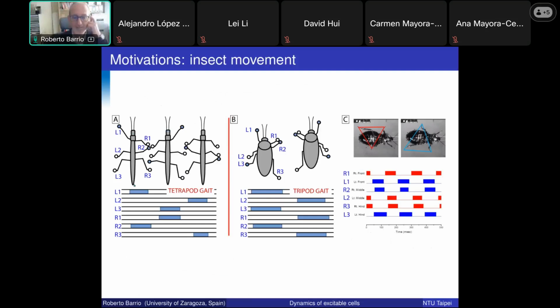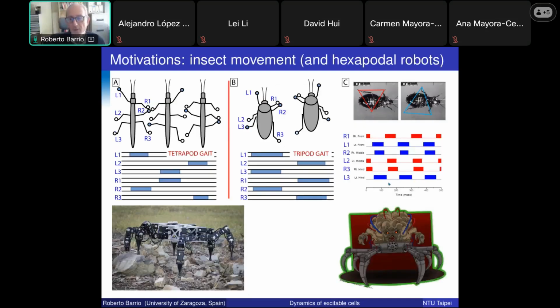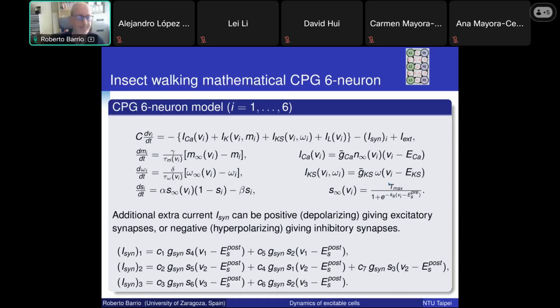Okay, so we have the movement: tetrapod gait is always 4 legs on the floor and 2 in the air. This is slow movement. Okay, but for example for the cockroach, it is a tripod gait, always 3 legs on the floor. Okay, so this is one real situation. So this has interest in robotics and so on, but also from the theoretical point of view. So in this case, this is the CPG. It's a network like this of 6 neurons connected in this way.